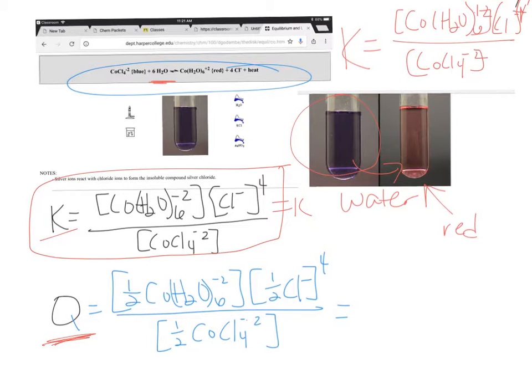So then our concentration of our cobalt water ion is going to be 1/2 what it was, and our concentration of our chloride ion will be 1/2. And our concentration of our cobalt tetrachloride ion will be 1/2. But mathematically, if I were to take the 1/2s out of the expression, this is 1/2. This right here is 1/2 to the 4th power, which is 1/16.